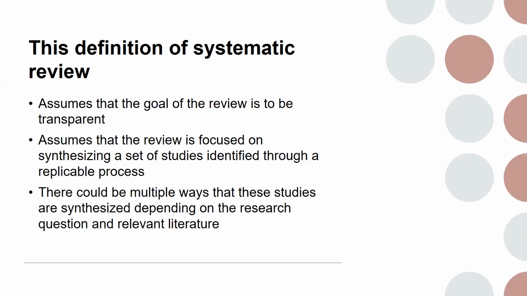Okay. And so this definition of systematic review assumes that the goal of our review, what we're trying to do, is be transparent in the way we look at literature on a given topic. And we assume here that the review is focused then on synthesizing a set of studies identified through some replicable process. But note, what I haven't said anything about yet is sort of how we do that. How do we do that synthesis? And there could be multiple ways that studies are synthesized in a systematic review, depending on the research question and then the literature that's relevant to address that question.